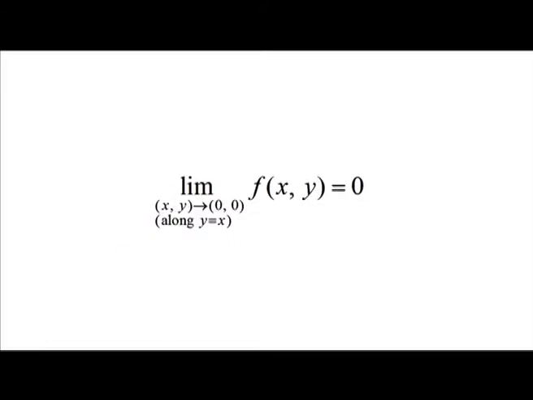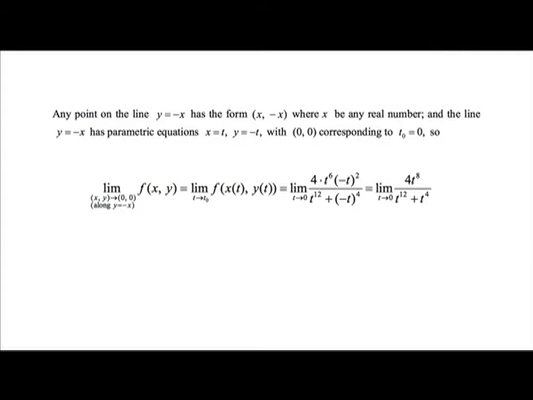Hence, the limit as (x, y) approaches (0, 0) along the curve y equals x of the function f(x, y) is equal to 0. Any point on the line y equals negative x has the form (x, -x), where x is any real number, and the line y equals negative x has parametric equations x equals t and y equals negative t, with (0, 0) corresponding to t0 equals 0.